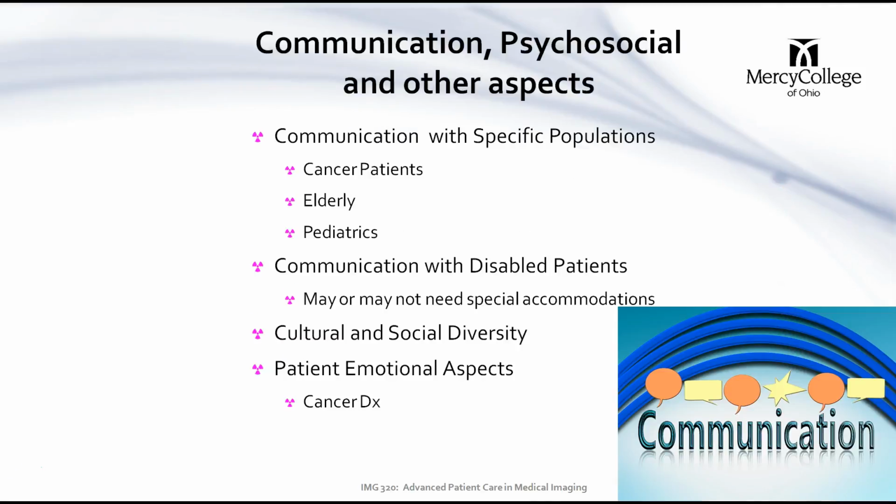To talk about the first three modules, communication, psychosocial, and other aspects, we're going to talk a little bit about communicating with specific populations: cancer patients, elderly patients, pediatric patients. Pretty much how to communicate with, deal with, and associate with those specific populations. We're also going to talk about communicating with disabled patients. Some of these patients may or may not need special accommodations. It could be blind patients, deaf patients, or those that are mentally challenged, whatever the case might be. This will talk a little bit about communicating with that patient population as well.